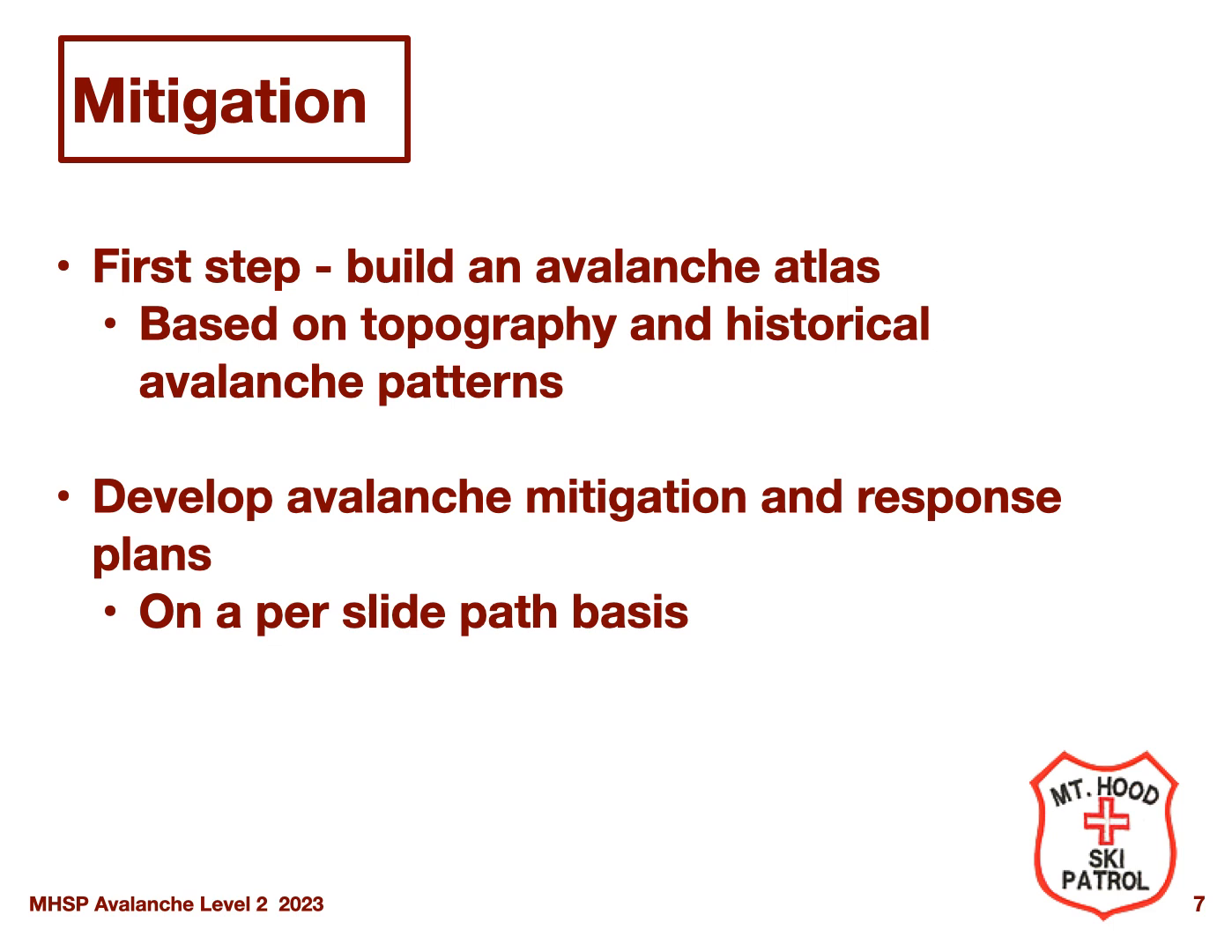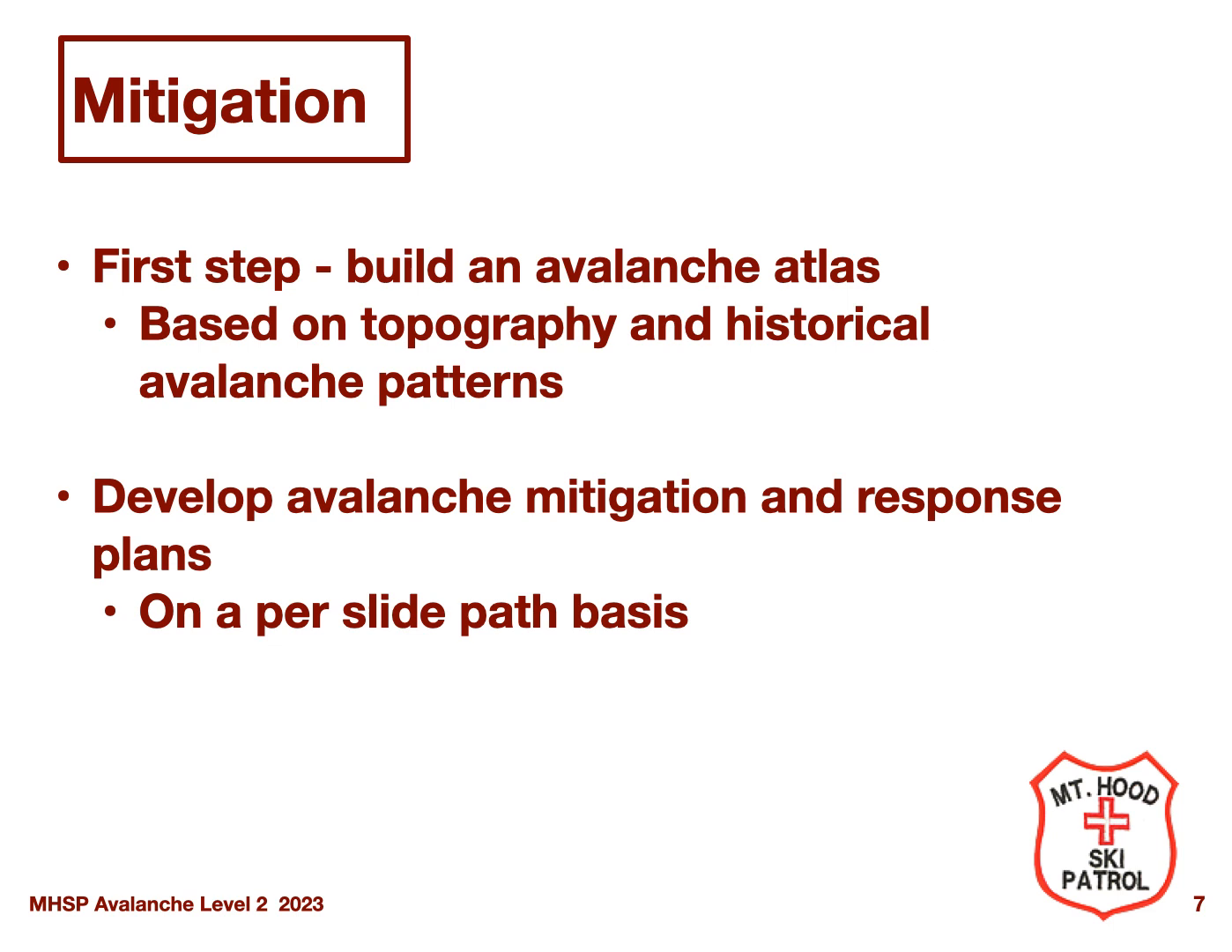Let's shift gears and talk about other mitigation approaches. For any entity, resort, highway department, whatever, the first step to a mitigation plan is to develop an avalanche atlas. The avalanche atlas will identify the areas where there's a history of avalanches. This is a critical point.